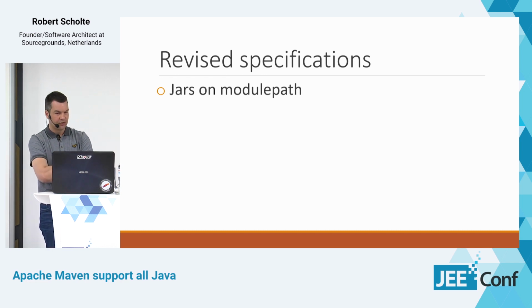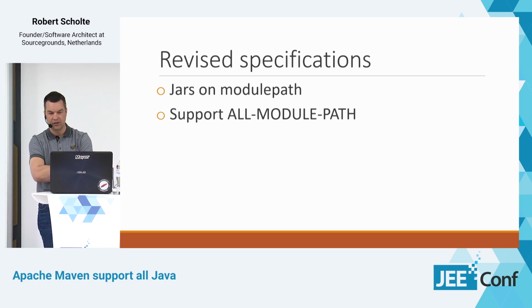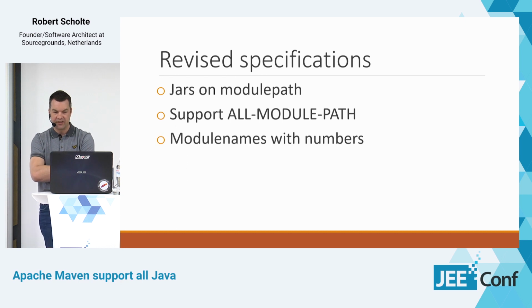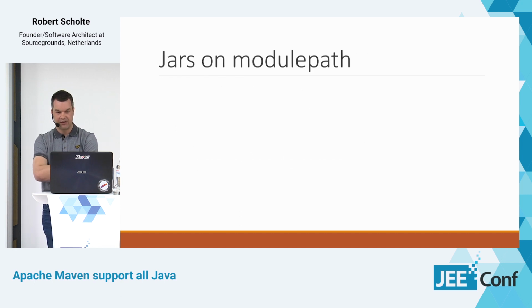So one handles the jars on the module path. One is about this special flag. It's called a module path. And then the next two are the most interesting parts. Those are about module names with numbers, actually ending with numbers. And the last one, and this is one that actually delayed the Java 9 release once, is about the automatic module names. So if you go into detail, I will handle the first one quite fast because they're not that interesting for you as an end user.